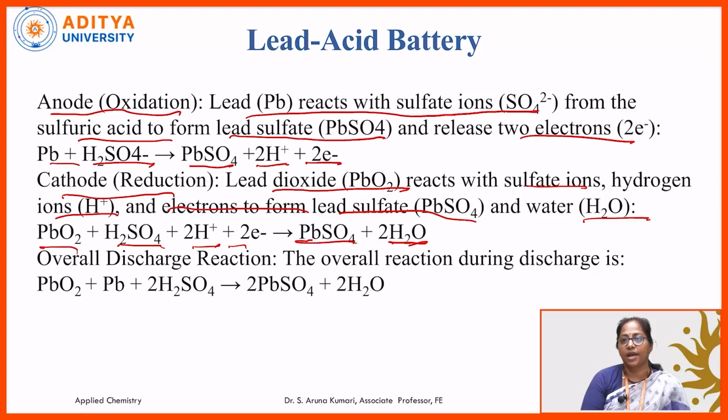So, the overall reaction during discharge is that lead combines with lead oxide in the presence of sulfuric acid to change into lead sulfate and water. This is the overall reaction taking place during the discharge of electric current, whereas during charging we see the reverse reaction taking place, where lead sulfate and water undergo a chemical reaction to change into lead and lead oxide, giving back the sulfuric acid.